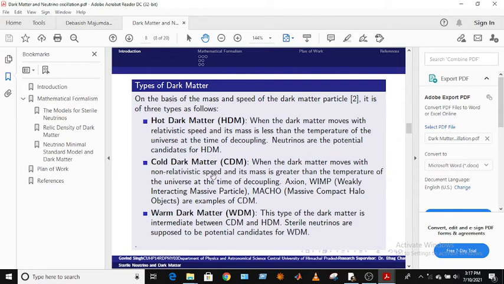Another type of dark matter is cold dark matter. When the dark matter moves with non-relativistic speed, meaning a very small speed, and has a mass greater than the temperature of the universe at the time of decoupling, that is known as cold dark matter. Examples of cold dark matter are axions, weakly interacting massive particles known as WIMPs, and MACHOs, that is massive compact halo objects. Another type is warm dark matter, which is intermediate between cold dark matter and hot dark matter. Sterile neutrinos are supposed to be potential candidates for warm dark matter. Sterile neutrinos are the fourth, right-handed neutrinos, and they interact very weakly.